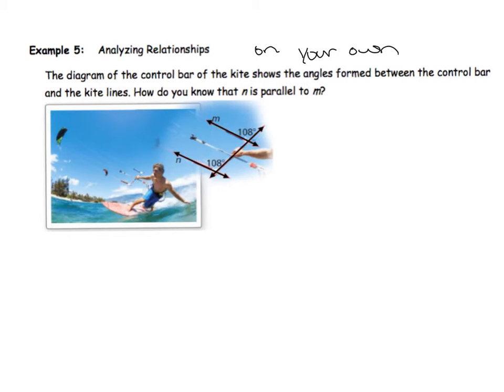And another problem for you guys to do on your own. Notice you do have the visual here. The diagram of the control bar of the kite shows the angles formed between the control bar and the kite lines. How do you know that N is parallel to M? So what reasoning can you give for these two lines to actually be parallel, based on the information that they gave you here?